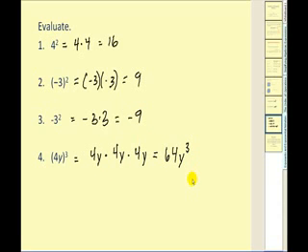I hope that helps explain use of exponents and also how to evaluate expressions written in exponential notation.